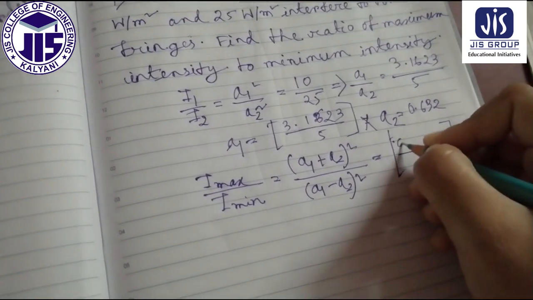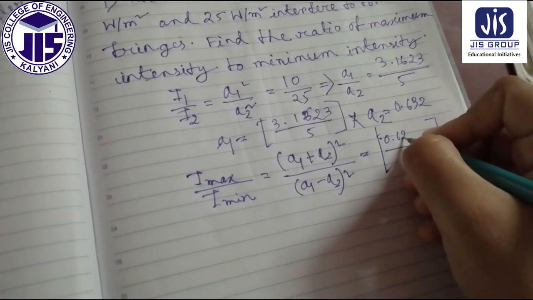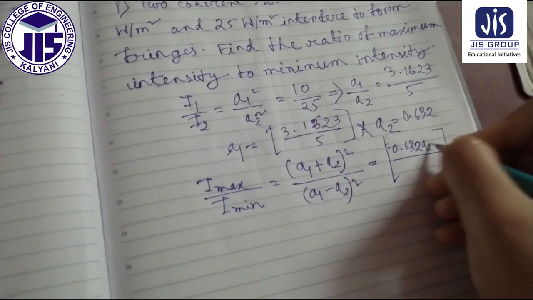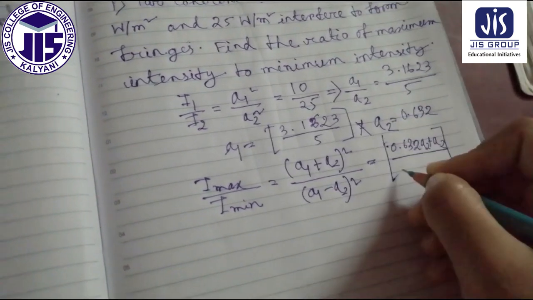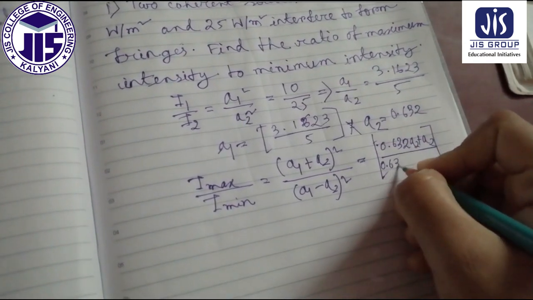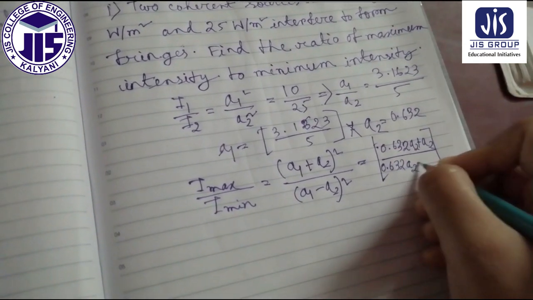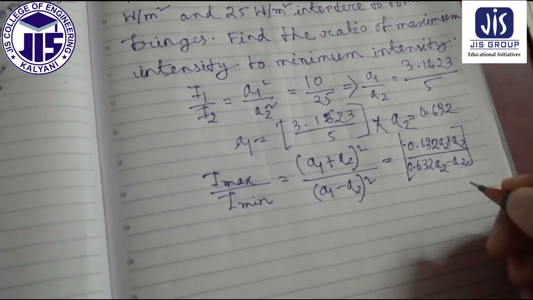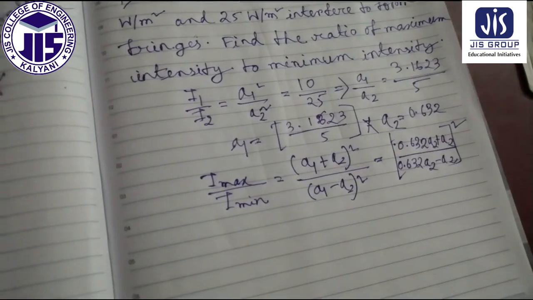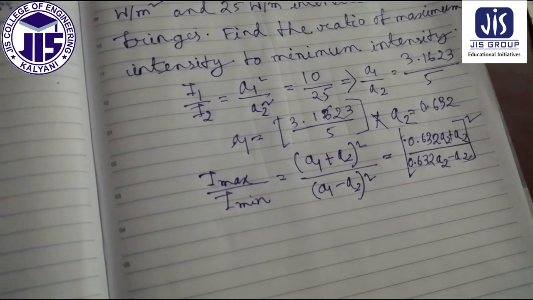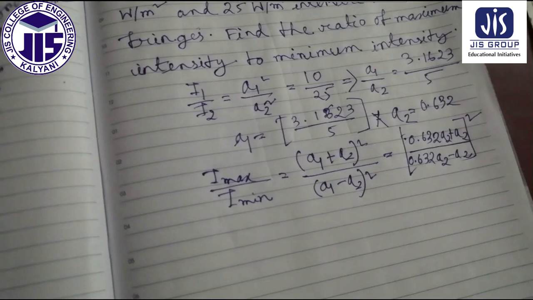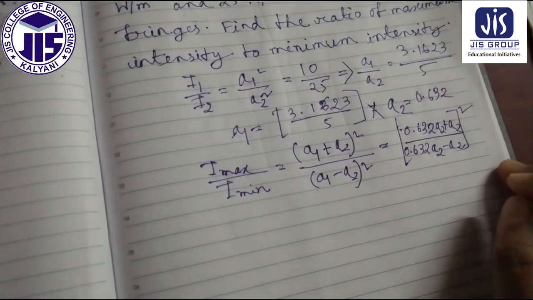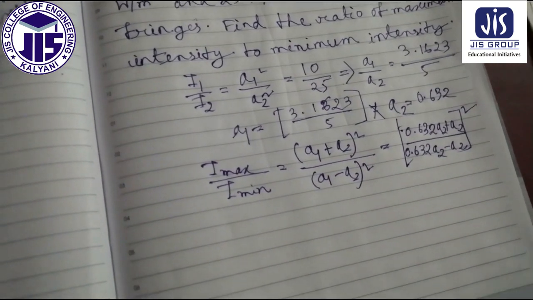Okay, so therefore 0.632 A2 plus A2, divided by 0.632 A2 minus A2, and there will be a square. So A2 obviously will be gone. Now if we put these values in the calculator, what can we get? Let's do it.